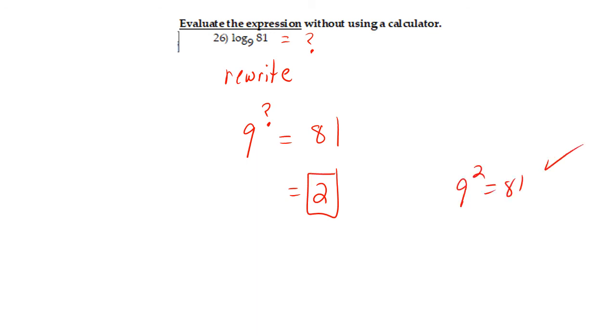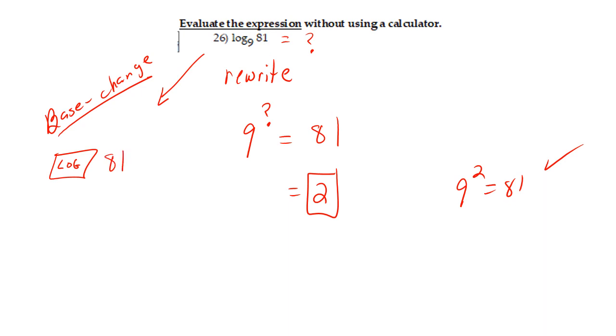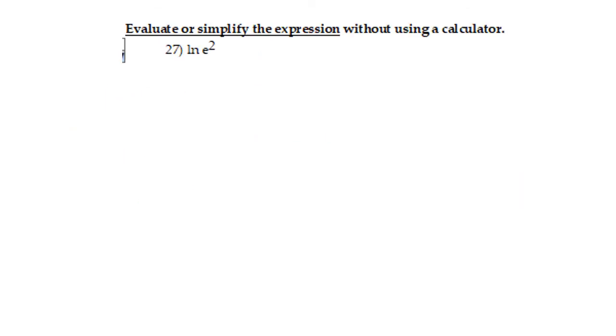You could also put this in the calculator, though, to check it using what's called the change of base formula. Using your calculator, you would hit the log key and you would type in the full size number, which is in the numerator. Then you would divide by log of the base number. After that, go ahead and hit the enter or the equal sign, and that will also give you 2.